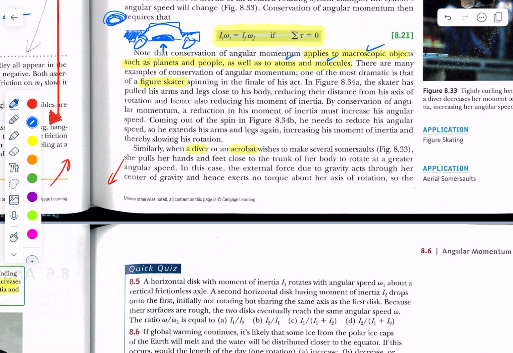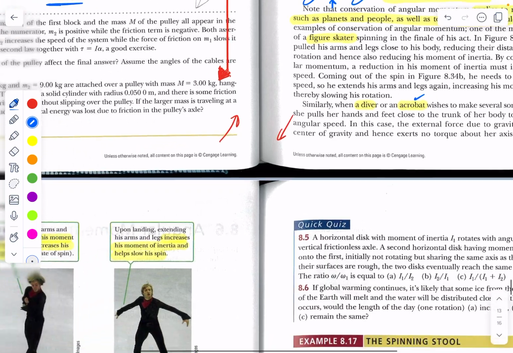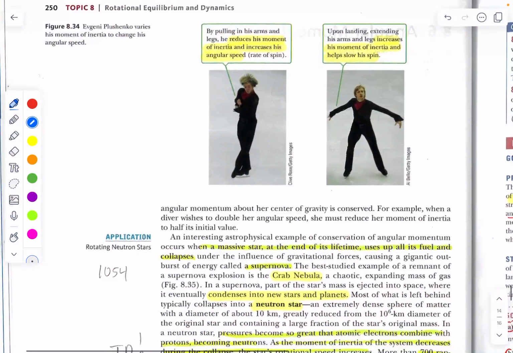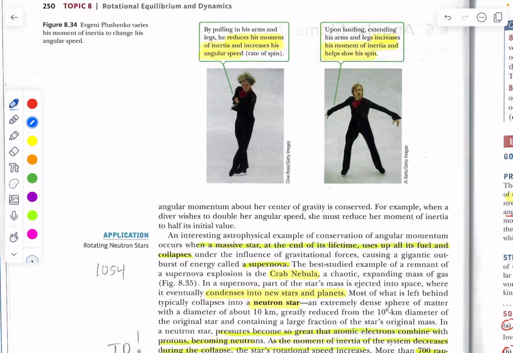Other examples would be an acrobat as well. And I guess this is a famous ice skater. Here you would have a larger rotational inertia because the arms are outstretched and you don't spin so fast. And then when the arms are brought in and the legs are close together, your rotational inertia goes down because more and more of your mass is close to the axis of rotation, and your spin goes up.